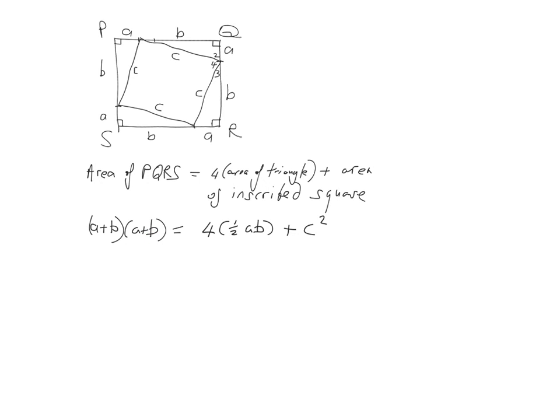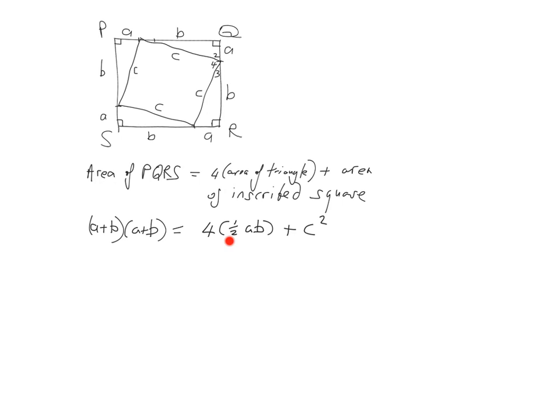So now let's focus on the right-hand side of the equation. Let's start off with this part, which corresponds to the area of the inscribed square. Well, that's just going to be c times c, or c squared, in other words. And then for the triangle, how do you work out the area of a triangle? Let's take this as the base, and this is the perpendicular height. We know the formula for the area of a triangle is half the base by the perpendicular height.